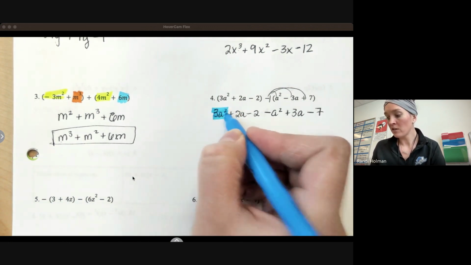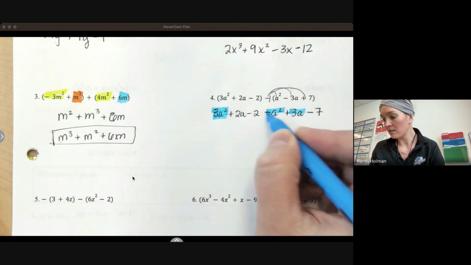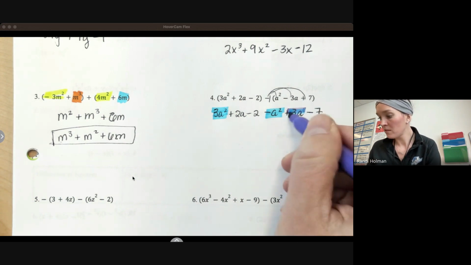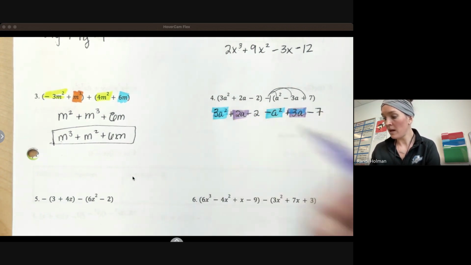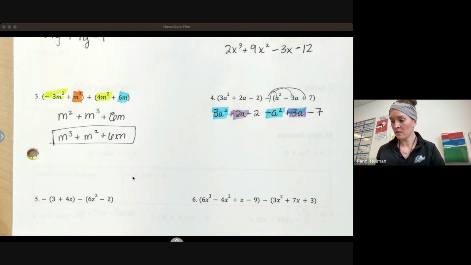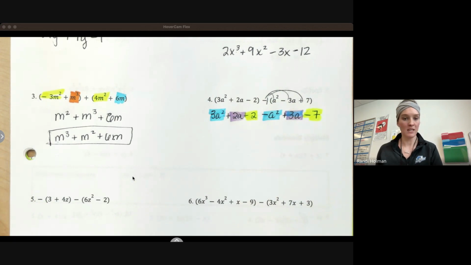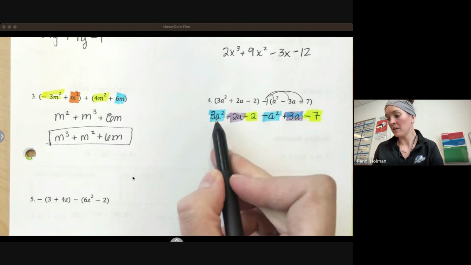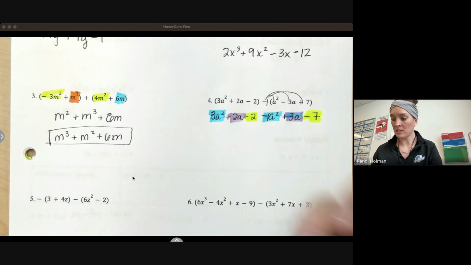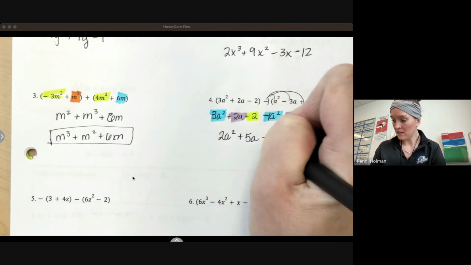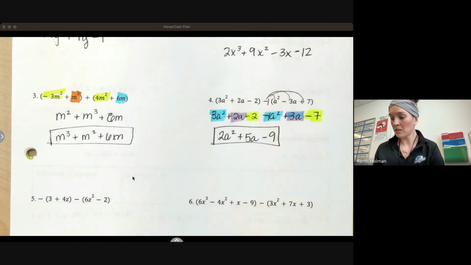Okay, identify your like terms, 3a squared. Oh, that's not the same. A squared. I'll do this in purple. So 3a, 2a, -2, -7. So we're just identifying what are all our like terms there and then combining them. 3a squared minus 1a squared, we get 2a squared. 2a plus 3a is 5a, and -2 minus 7 is -9. So we end up with that cubic trinomial already in standard form there.